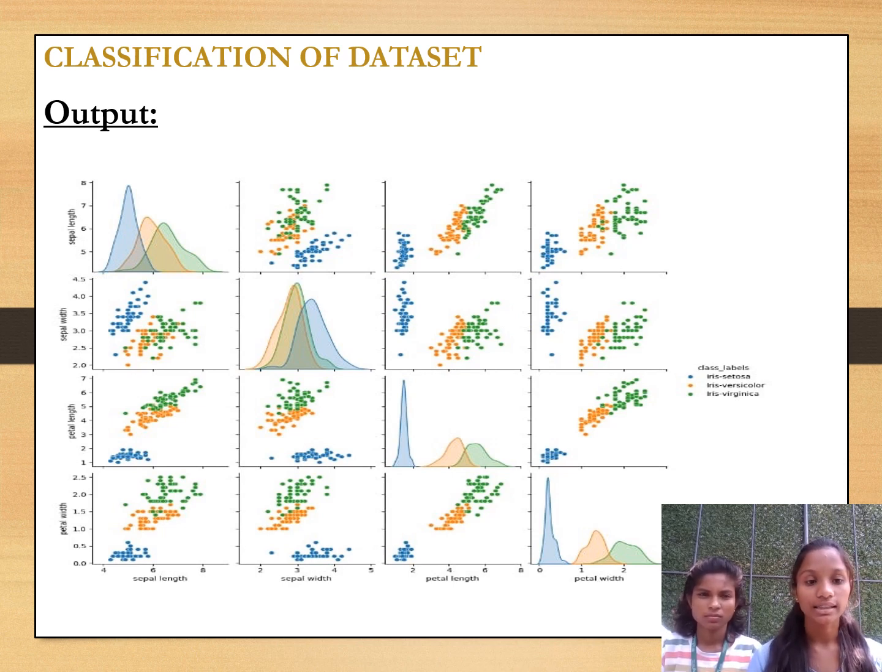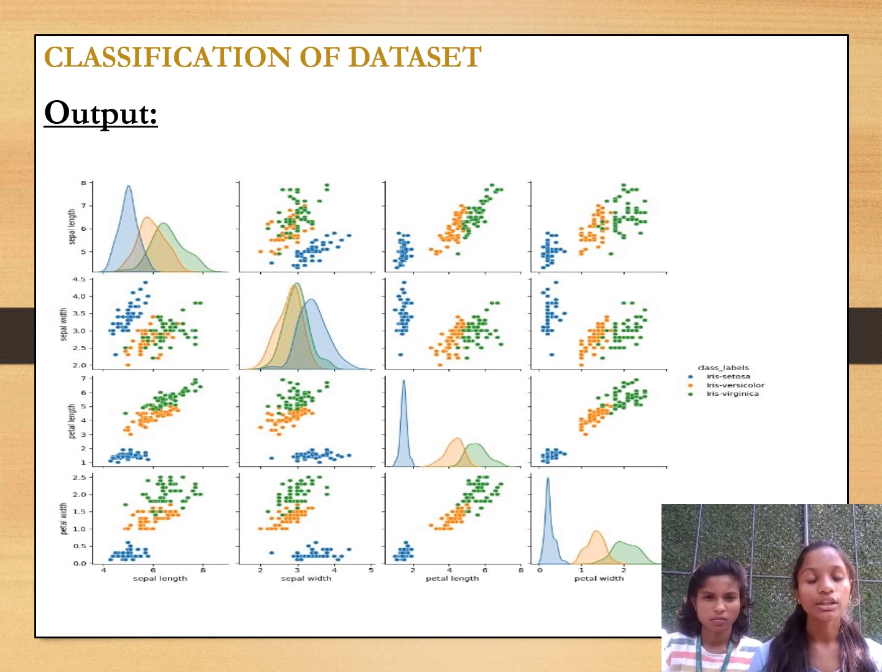The first plot is graphically represented with the sepal length, where the blue color represents the Iris setosa flower class, the orange color represents Iris versicolor, and the green color represents Iris virginica. In the first row it is classified based on the sepal length, in the second row based on the sepal width, in the third row based on the petal length, and in the fourth row based on the petal width. This is how our data set is actually obtained.